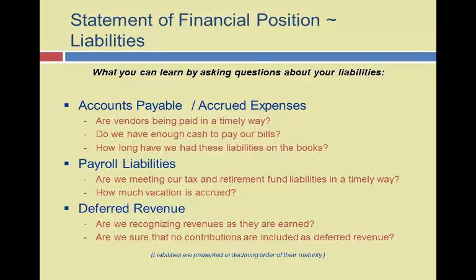Moving to the liabilities section of the statement of financial position, we see what we owe to others and what we might be holding on others' behalf. Again, liabilities are presented in declining order of their maturity, so the things that are payable soonest are listed first. That's usually the day-to-day accounts payable and the accrued expenses. What we can tell by asking questions about the payables: are they being paid in a timely way? And do we have enough cash to pay our bills?